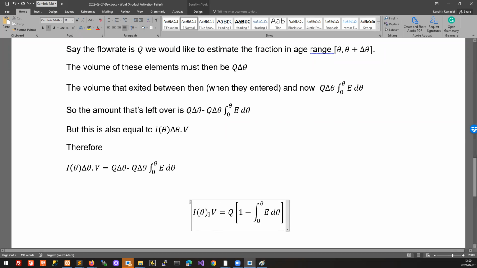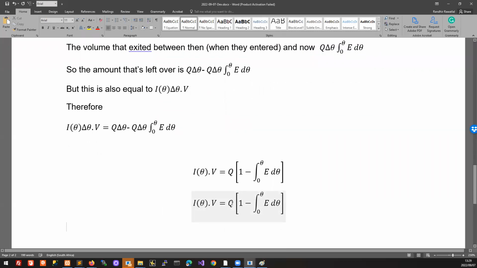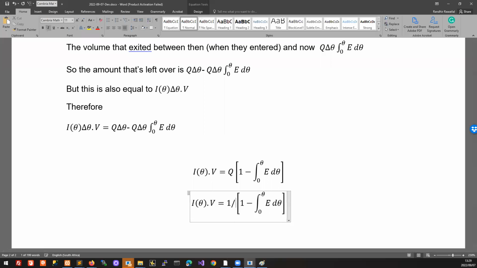Right. And then we recognize V over Q as a tau. So this is the same as I tau equals that, or we can rewrite it as I of theta equals 1 over tau times that 1 over tau. Right, so that's the I of theta we are looking for.